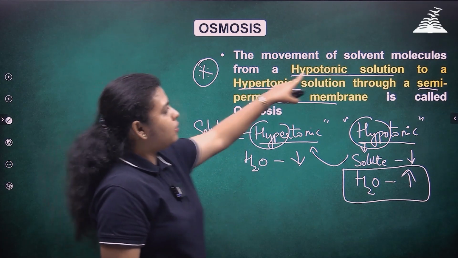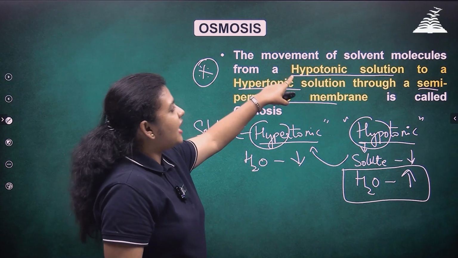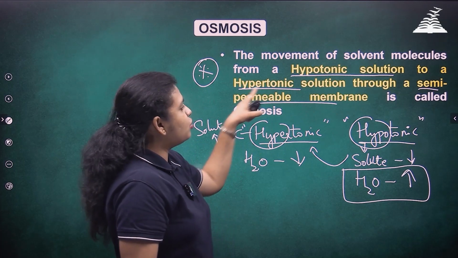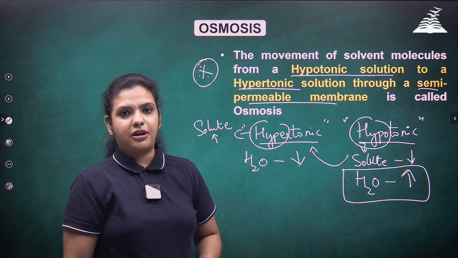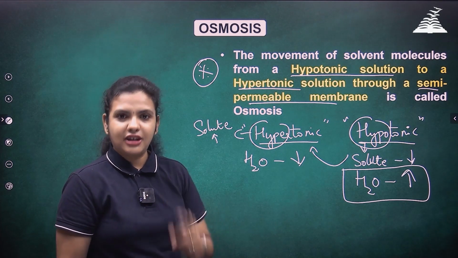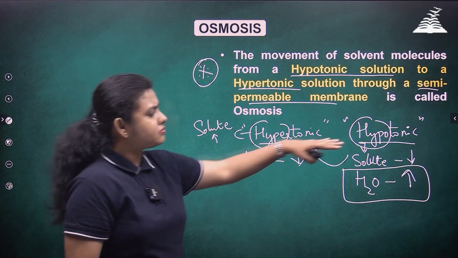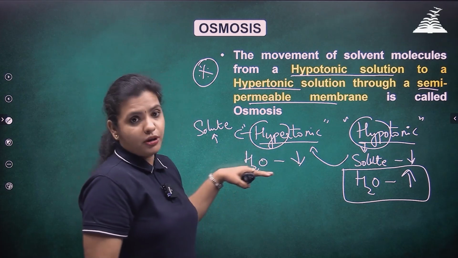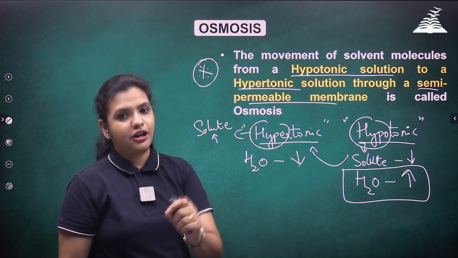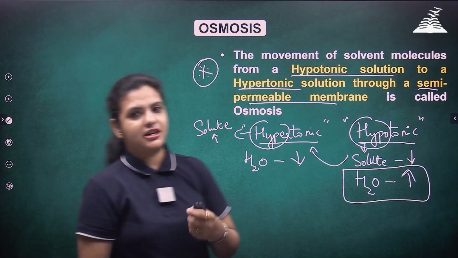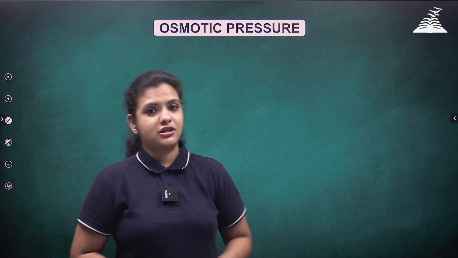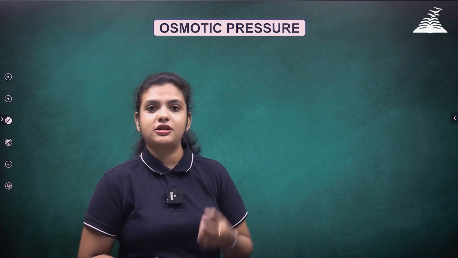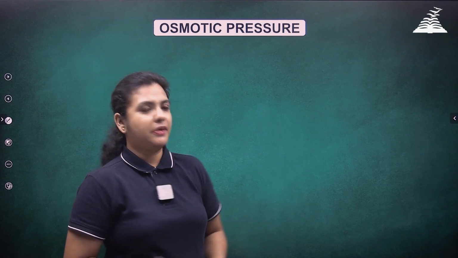Got it? What is your definition saying? Hypotonic solution to hypertonic solution through a semi-permeable membrane. Understood, students? Yes, very simple. Hypotonic, hypertonic. Never get confused. All right? The next topic which we are going to discuss with respect to osmosis is osmotic pressure.